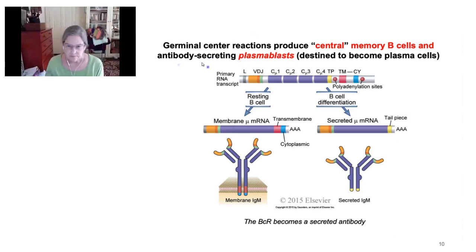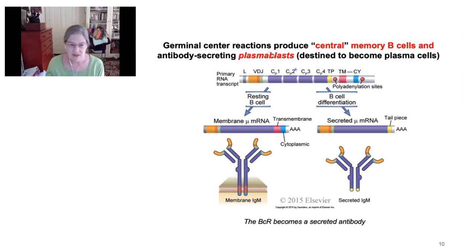So first of all, in differentiating into plasma cells or plasmablasts, we have these, quote, central memory B cells. So these naive B cells have now differentiated into memory B cells, and I'm calling them central to remind you that what they know how to do is to go to the secondary lymphoid tissues looking for antigen by going to the follicle. So it's not just naive B cells, but also these memory B cells go to the follicle looking for antigen.